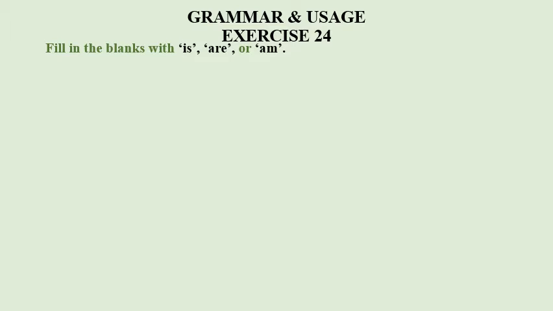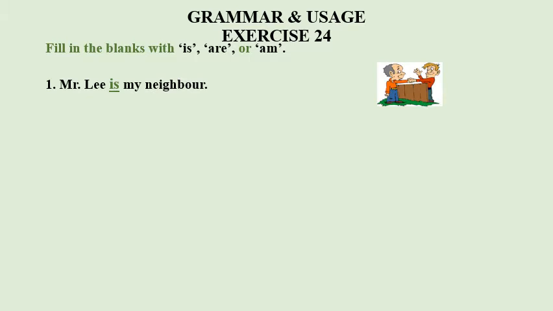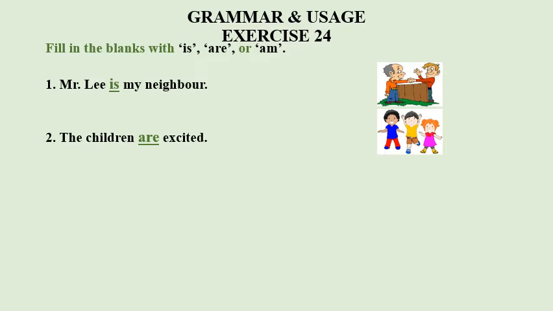Question is filling the blanks with is, are, or am. Number 1 sentence, Mr. Lee dash my neighbor. Mr. Lee is, he is, Mr. Lee is my neighbor. Number 2, the children dash excited. Children are more than one noun, so you will say the children are excited.